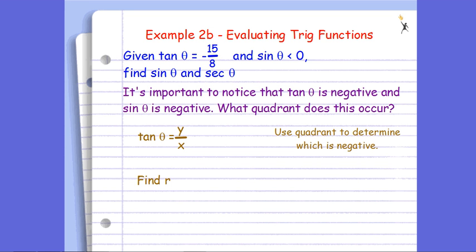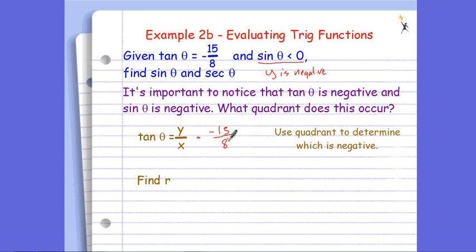Alright, so this question says this. Given that tangent theta is negative 15 over 8, and then it says sine theta is less than 0. Guys, what are they trying to tell you here? Good. They're saying here that y is negative. Does everybody understand that? That y is negative. Now, tangent is y over x. Does everybody agree with that? Tangent is y over x. And so in our case, it's a negative 15 over 8. So where does the negative go? To the y or to the x? So in our case, it'll be a negative 15 over 8. Does everybody agree with that?